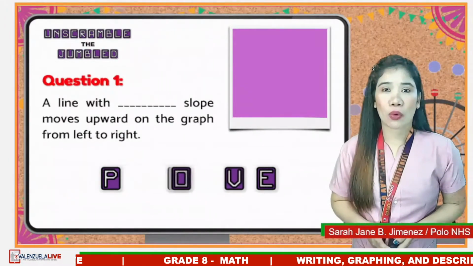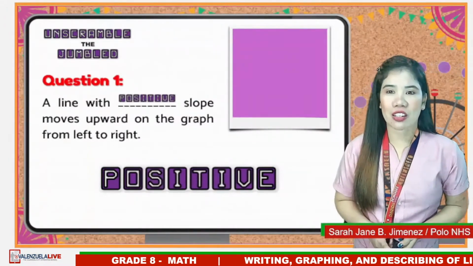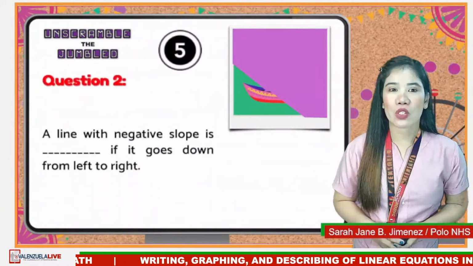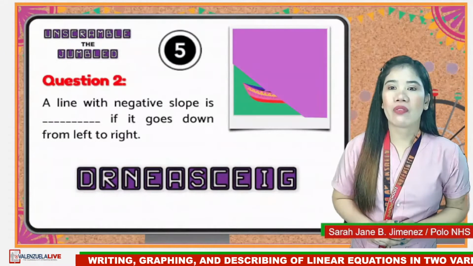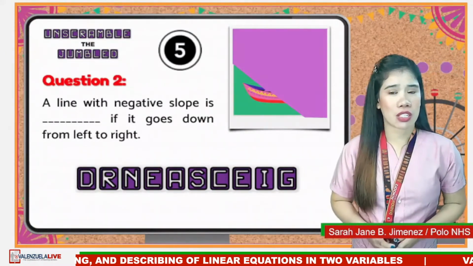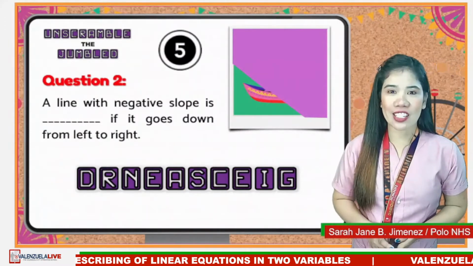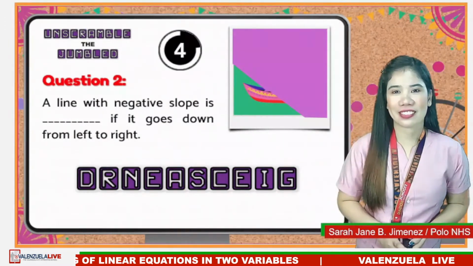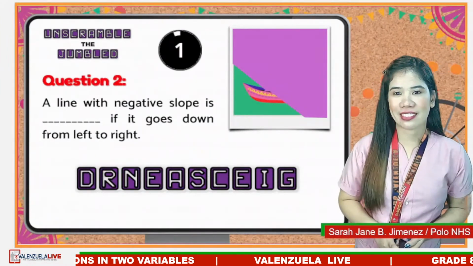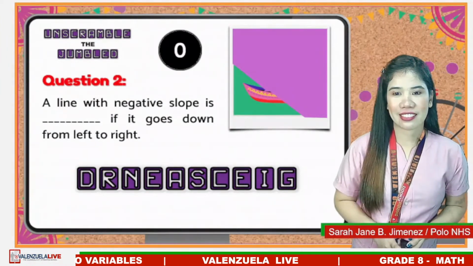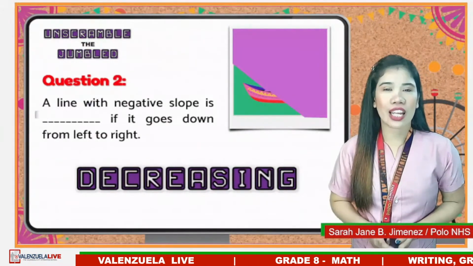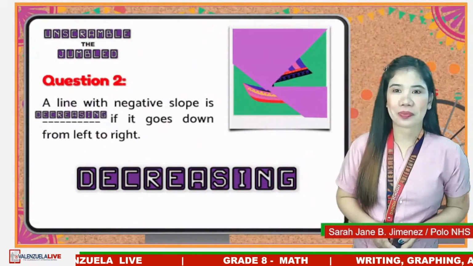And the missing word is positive. Next statement, a line with negative slope is blank if it goes down from left to right. What do you think is the missing word? 5 seconds, go. If you type the word decreasing, then you are right.